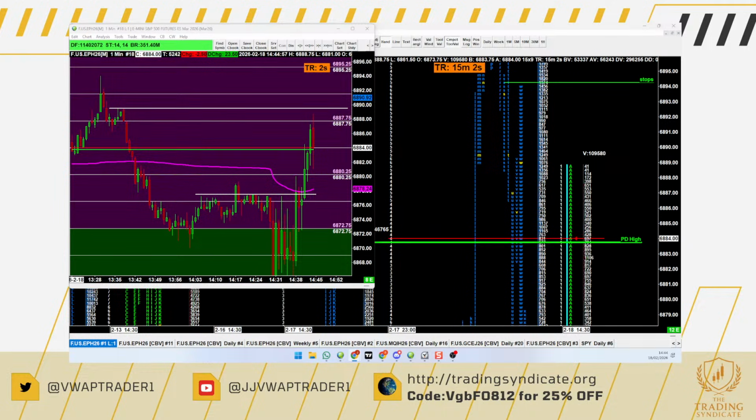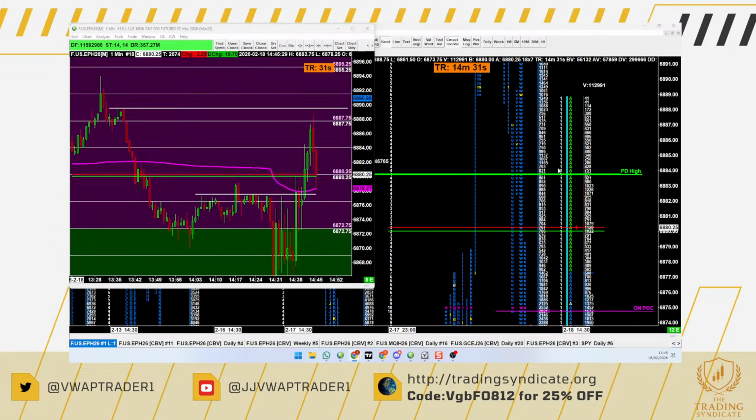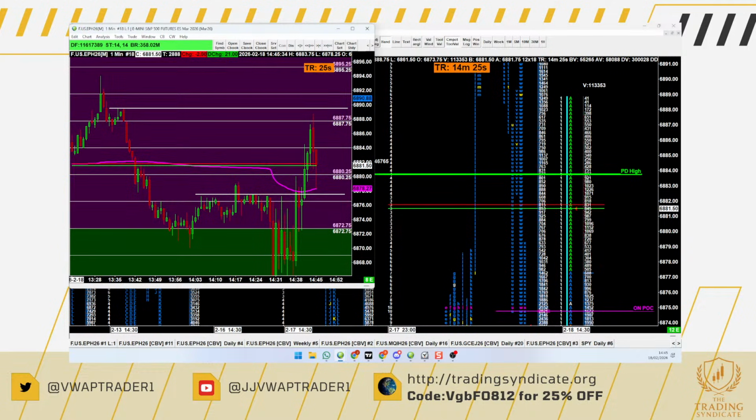A little back and forth here. Back down to VWAP. Distribution. We should slow down when we come down to this level here.